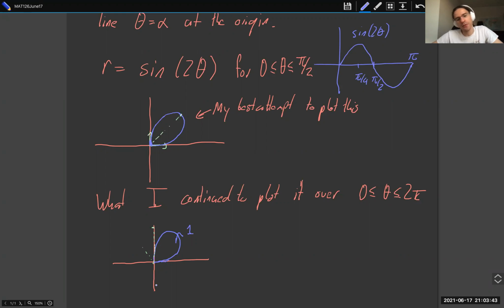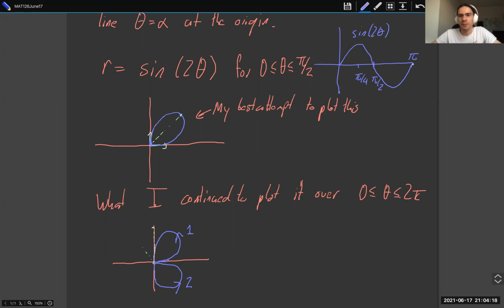Then how does it continue? The radius is now negative, so I'm looking at the reflection of these rays. And so it goes around here. And now as this ray moves from here to here, this ray moves from here to here. So now I'm drawing this bottom part of the curve, and it's traversed in this direction. So that's my second part of the curve.